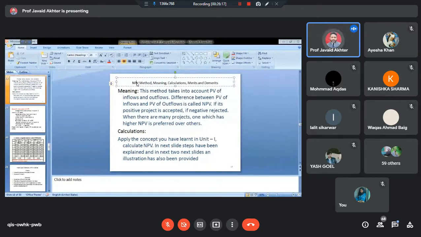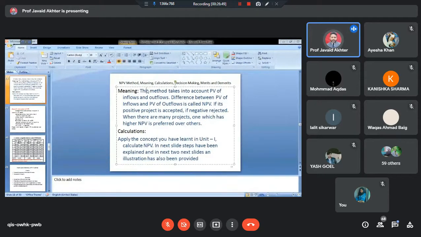Just like we have done with the others, I'll explain to you its meaning, its calculation, and I'll also explain the decision making basis, and then its merits and demerits. These five aspects will be explained just like we explained those five aspects with respect to the previous two methods.